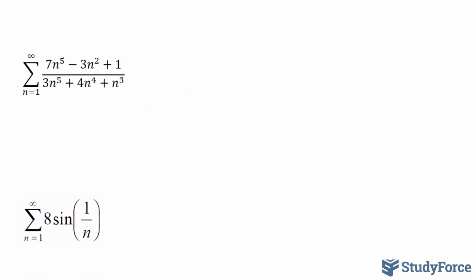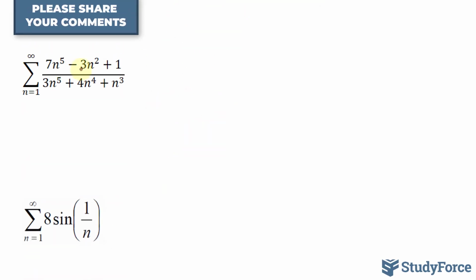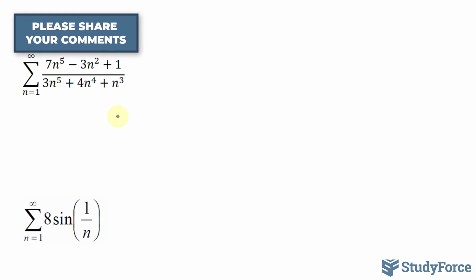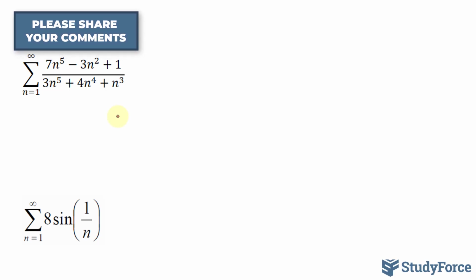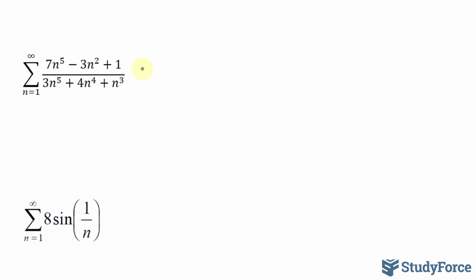In our next example, we have a polynomial divided by a polynomial. The highest degree here is n to the power of 5. So I'll multiply the top and the bottom by 1 over n to the power of 5. And the reason why I'm doing that is because if I take the limit now, I'll end up with infinity over infinity, and that won't work. So I need to algebraically manipulate it.